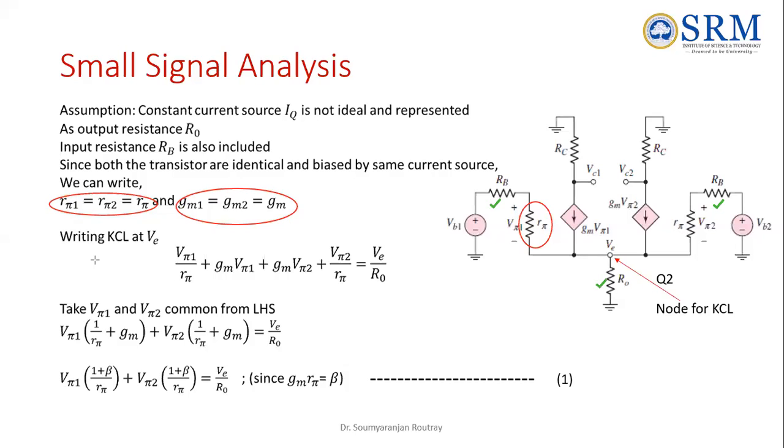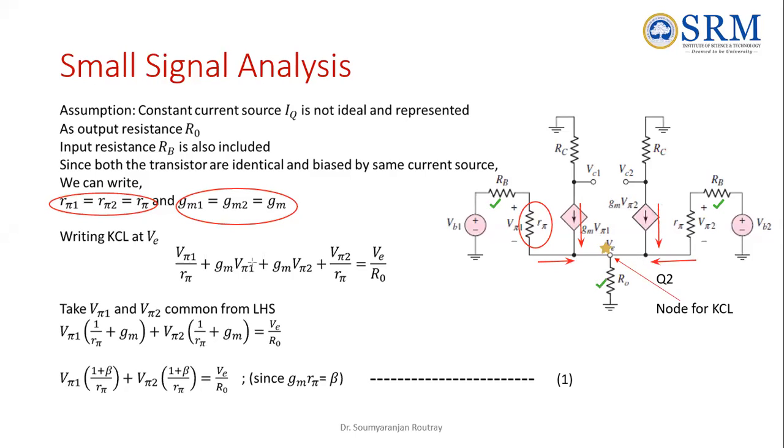Now apply KCL at this point, the VE point. How many currents are coming in and going out? One current is from gm V pi 1, coming from this side. One current is coming from the input side, this way. Another current is coming from this side. There are four currents in the input.